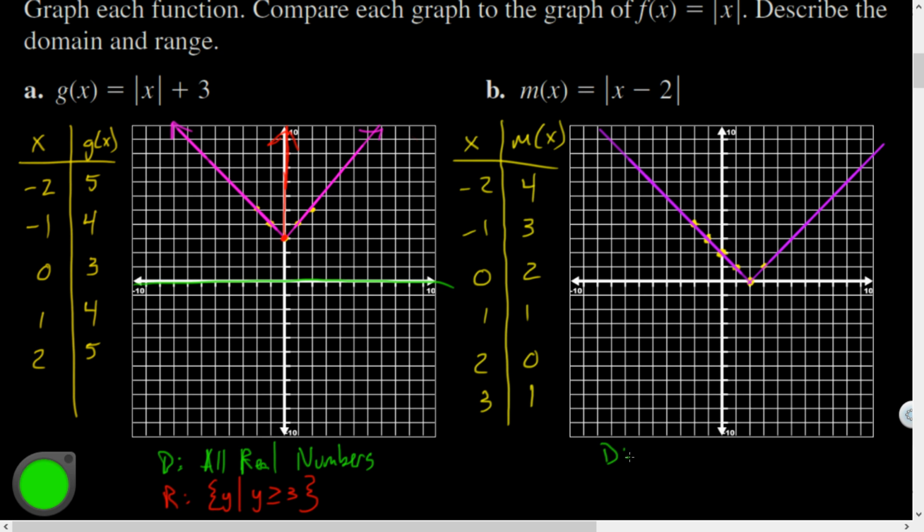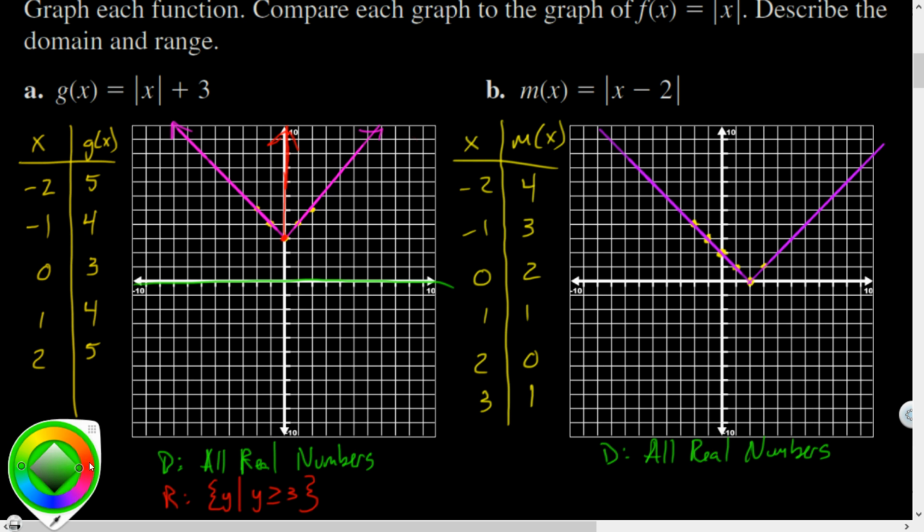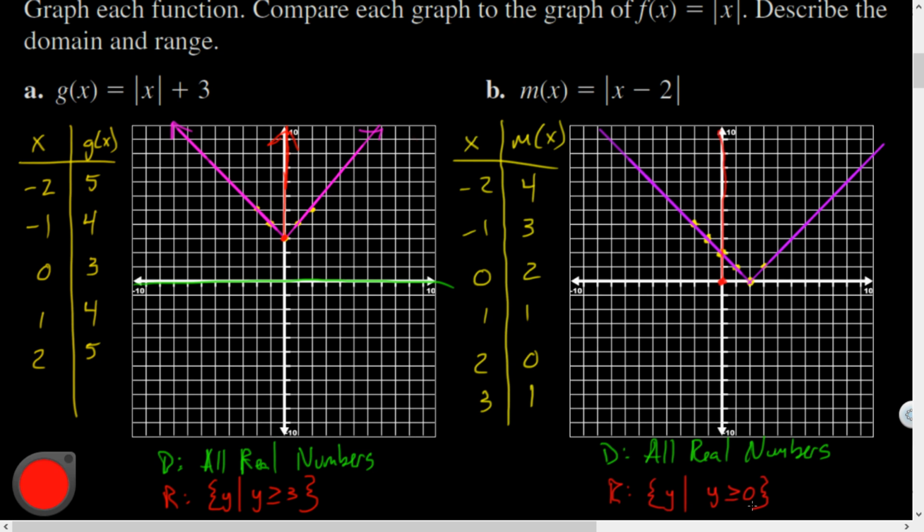What's the domain here? It's just going to be all real numbers. Actually, guys, we'll write it out. All real numbers. And anyone have an idea of what the range is? What are the possible y values? Set of all y such that, let's see, what's the smallest y value that we have? Yeah, 0, and then it's everything above that. So I would describe that as y is greater than or equal to 0, right?